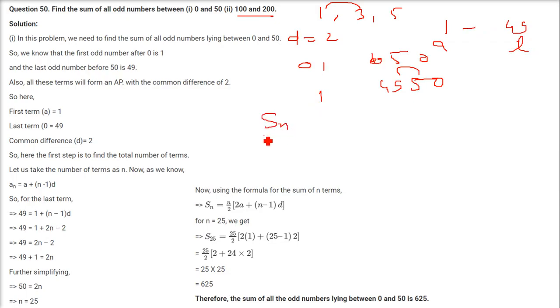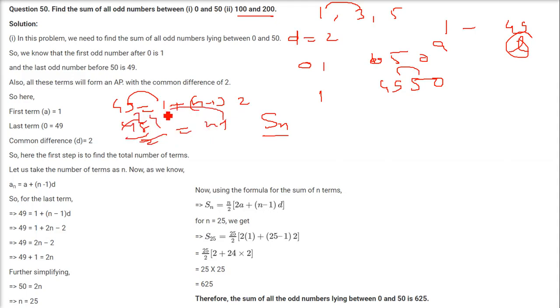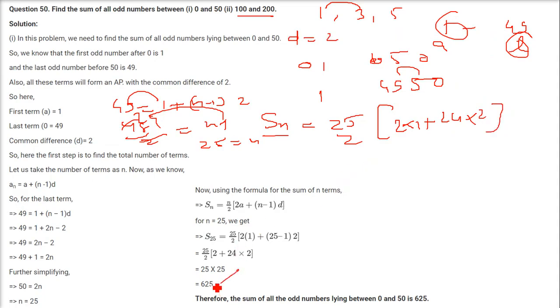Sum will be what? N by 2, 2a plus n minus 1 into d. So first we have to find how many terms there are. For that, the last term is known. So 49 is a plus, that is 1 plus n minus 1 into d. D is what? 2. So you get 48, and you have 2, n minus 1 is 24, plus 1 here, 25. N is 25. So now you just have to find the sum of 25 terms. So 25 by 2, 2a, where a is 1, plus now 25 is known, so 25 minus 1 is 24 into d. D is what? 2. So this you have to find. The solution is in front of you.